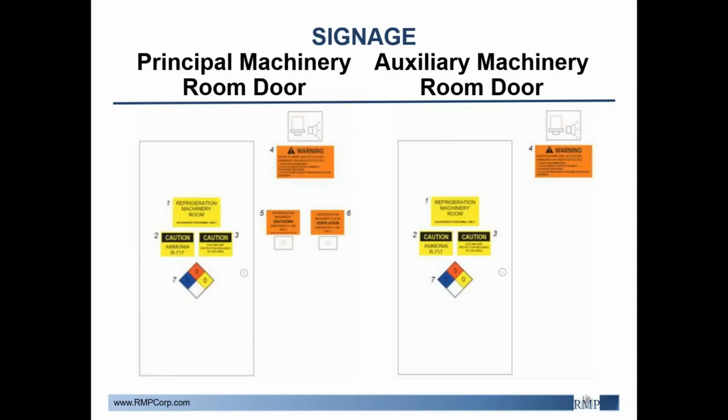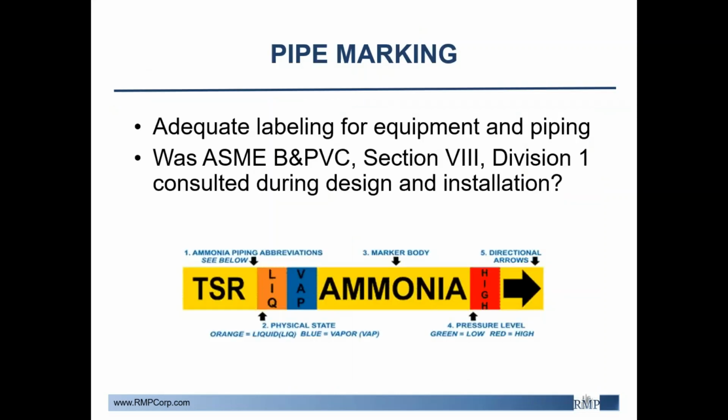For signage, this does match what IAR 2 calls out, having the proper machinery room door signage for the diamond and warnings and such. So this is all from IAR 2, this picture, and that's Appendix J in IAR 2. I think when ordering signage at this point, most companies are meeting this standard as far as what they're printing for all the facilities that request it.